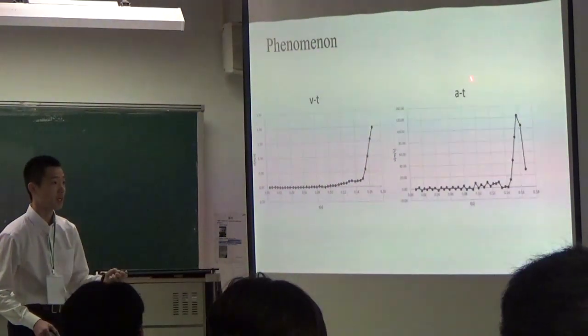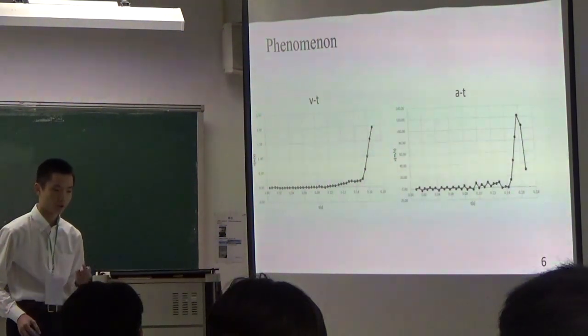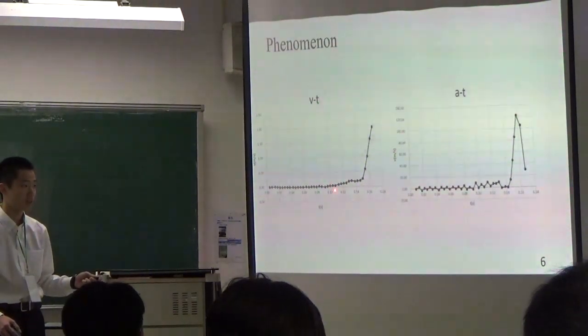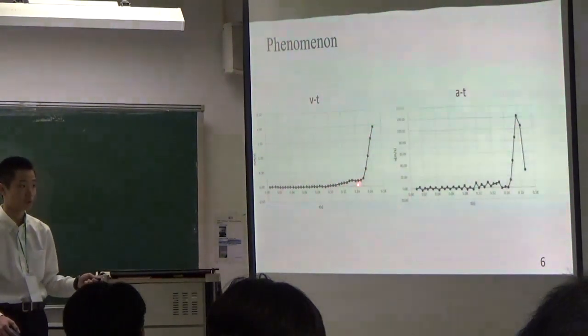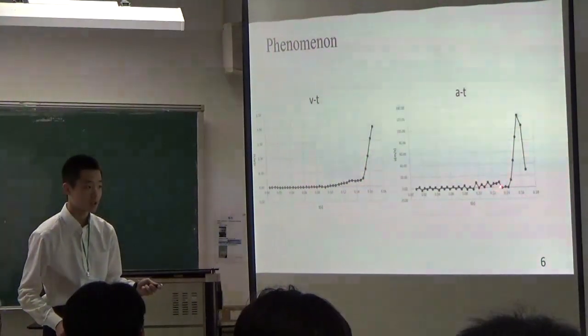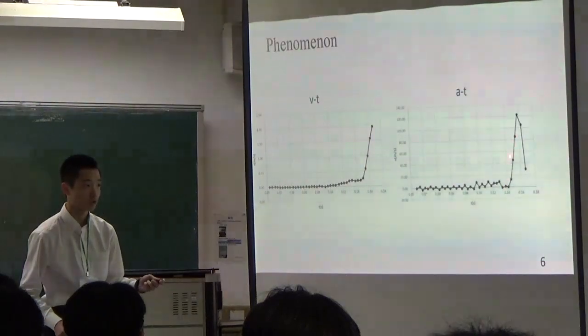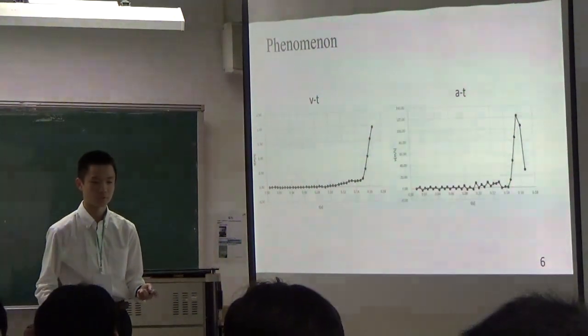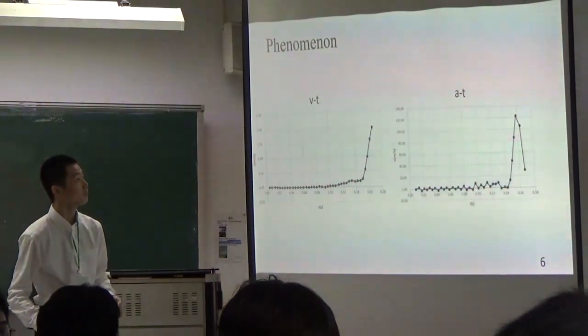This is a VT graph and AT graph during the full ejecting period. As you can see, the ball starts to move at this moment and then it accelerates soon. As for the AT graph, the ball starts to accelerate at this moment and the acceleration soon gets very big. And the acceleration decreases because of the resistance.